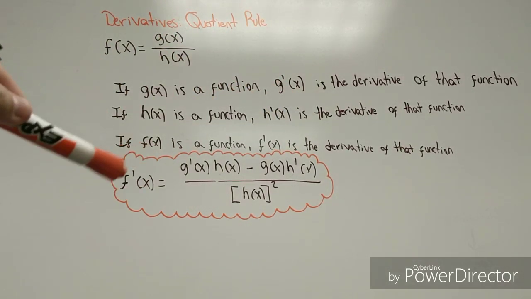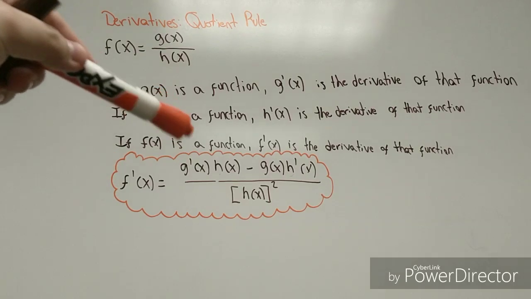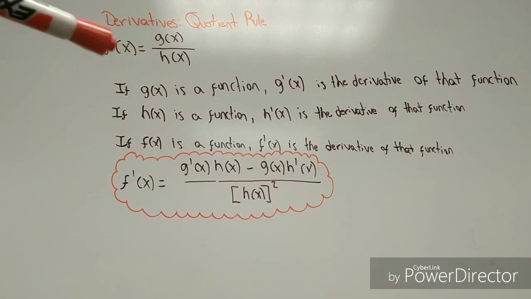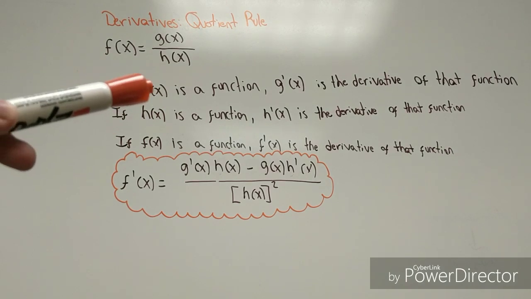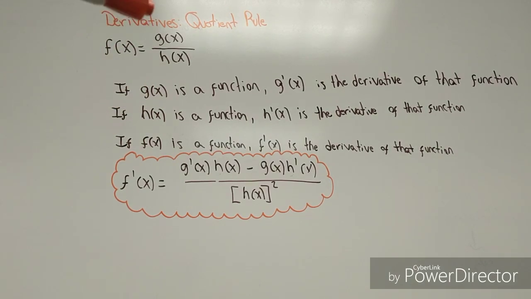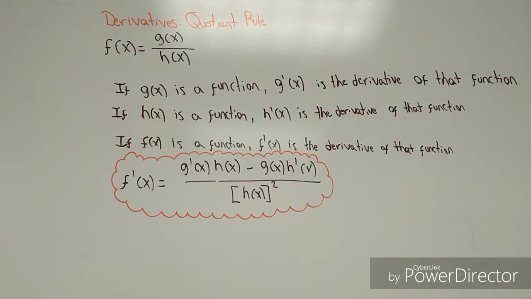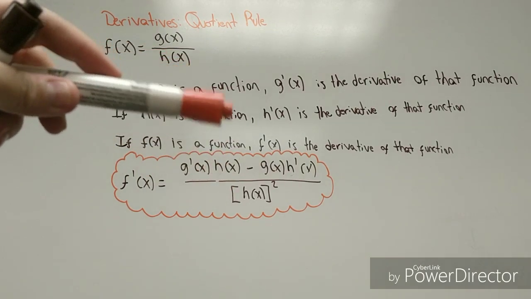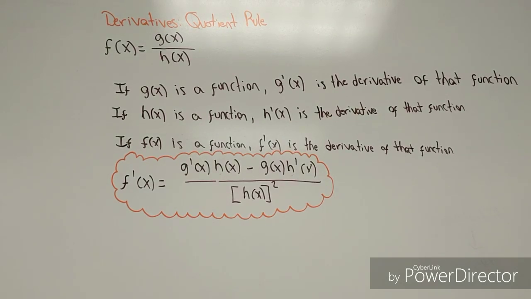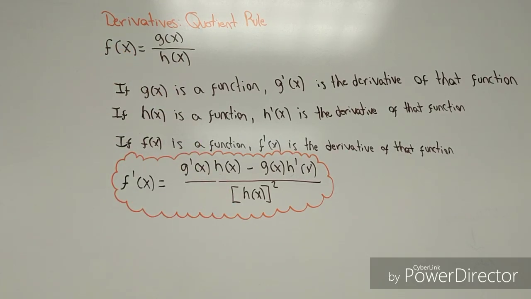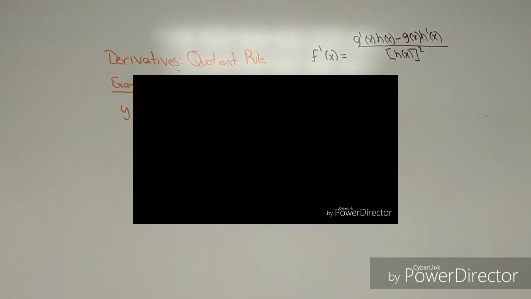So the derivative of f would be the derivative of g multiplied by h as a whole function, minus g as a whole function multiplied by the derivative of h. All of that is going to be divided by h squared. What we have to remember here is that h, when it's down here, is not the derivative, it's h, right? Okay, let's do a couple of examples.